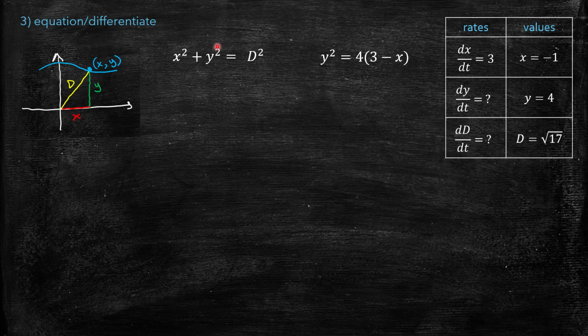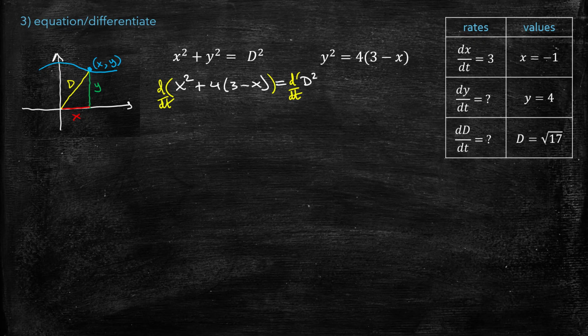But we can be even more clever. You may notice that we have y squared here, but we also have y squared expressed in terms of x. So why not make a substitution? So instead of y squared here, we're going to put 4 times 3 minus x, and then we've removed the issue of not knowing dy by dt from the table here, and we are ready just to take the derivative with respect to time on both sides.